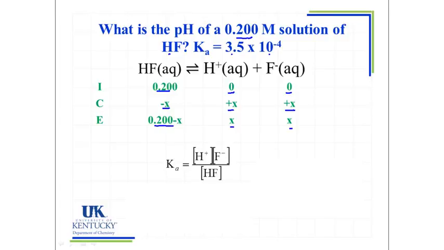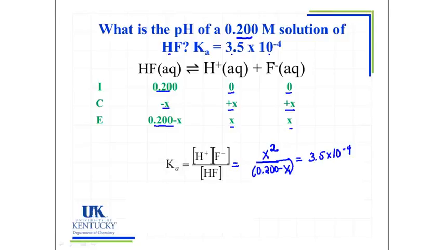Now I can set up my law of mass action, plug in my terms from the equilibrium row, and solve for my concentration. So let's look at how we would do that. Here we have H+ and F- are both equal to X, so I can say that's equal to X squared, and the HF is going to be 0.200 minus X on the bottom, equal to 3.5 times 10 to the minus 4.